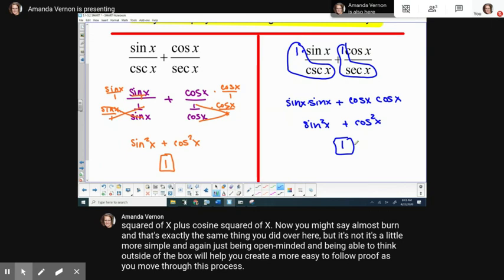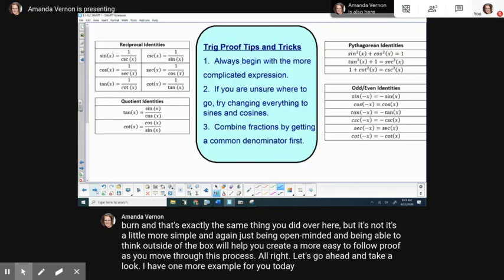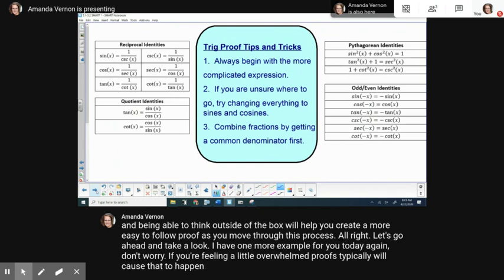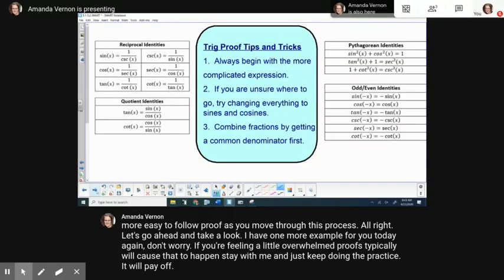All right, let's go ahead and take a look. I have one more example for you today. Again, don't worry if you're feeling a little overwhelmed. Proofs typically will cause that to happen. Stay with me and just keep doing the practice. It will pay off.